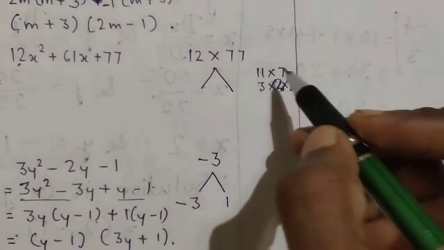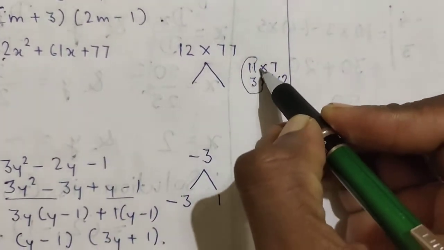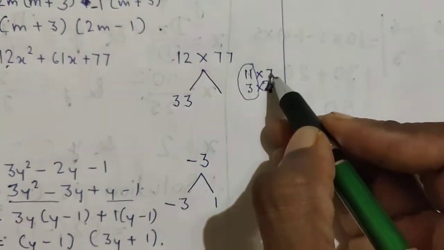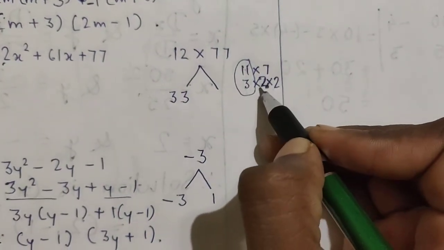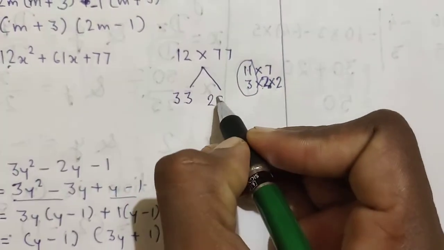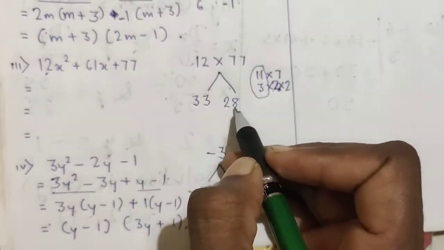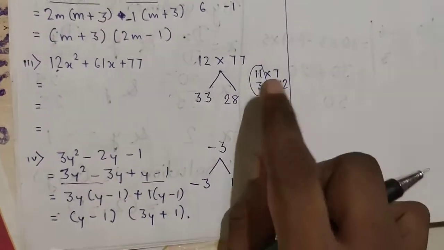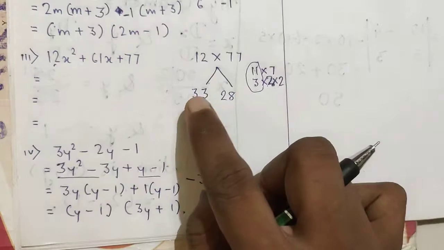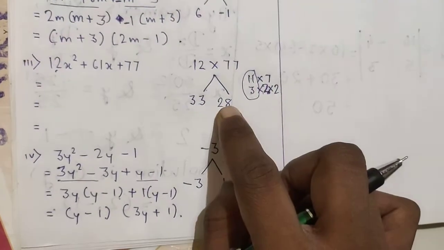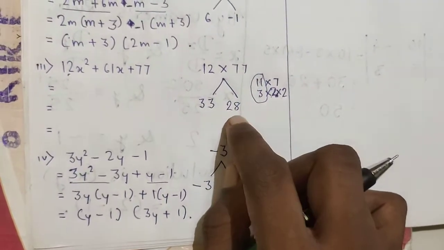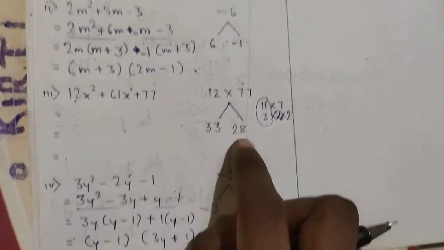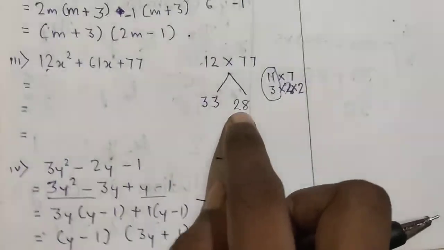Okay, I got two parts. If you take these two numbers together, what are you going to get? 11 into 3 is 33. Now whatever is remaining, 7 into 2 is 14, 14 into 2 is 28. If you take these two parts, after addition you are going to get 61. So what are the parts? 11 into 3 if you take together, 33, and 7 into 4 is 28. So these two parts, if you take, you get 61 after adding. Okay, so in this case your two parts are 33 and 28.